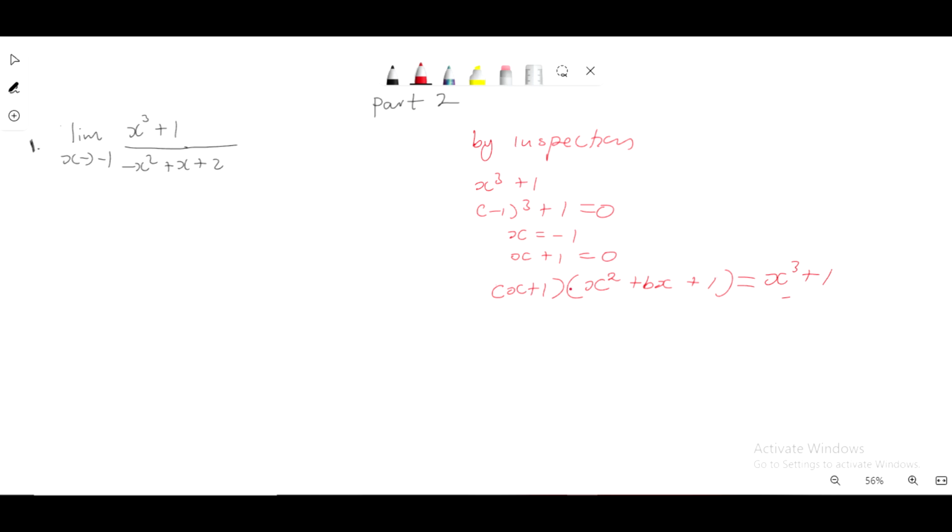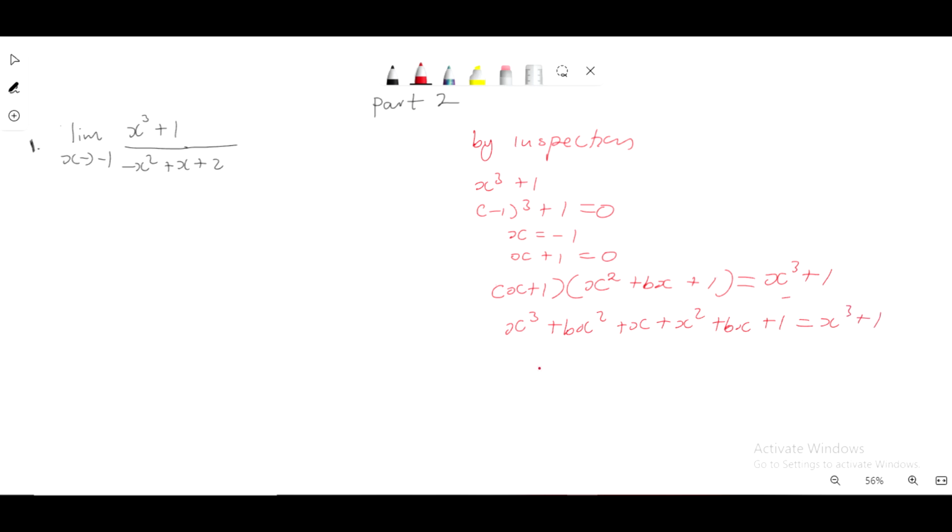Okay, so x times x squared is x cubed, x times bx plus bx squared, x times 1 plus x, 1 multiplied by x squared, 1 multiplied by bx, 1 multiplied by 1, 1, equals x cubed plus 1.